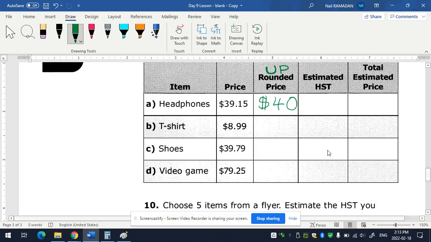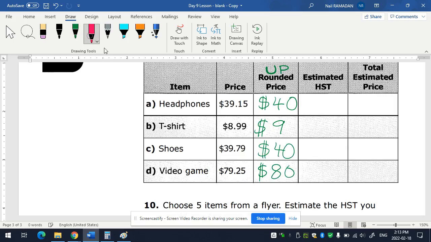How about this one? $8.99. 9. Some might say, I'm going to even make it easier for me, I'm going to make it 10. But then you might actually think that you owe much more tax than you should. So 9 is a safe bet. How about 39.79? Another 40. Yeah, it's close enough. How about 79.25? 80. Good. All right. So what's the estimated HST?